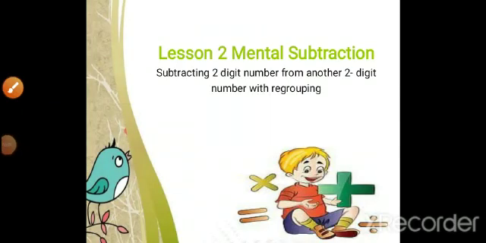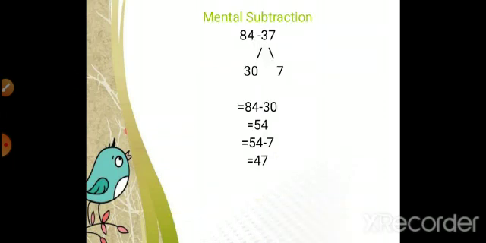Coming towards our next lesson, lesson 2, mental subtraction: subtracting a 2-digit number from another 2-digit number with regrouping. Let's have 84 minus 37. Here we need to subtract 37 from 84. Firstly, we need to split 37 into tens and ones. We know that in 37 we have 3 tens and 7 ones. Firstly, we will subtract tens from 84 as we did in addition. So 84 minus 30, we will get 54.